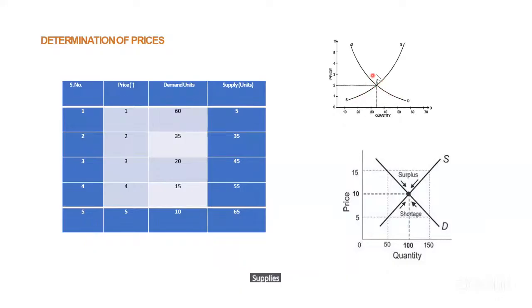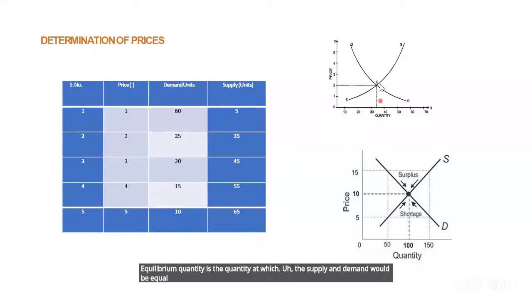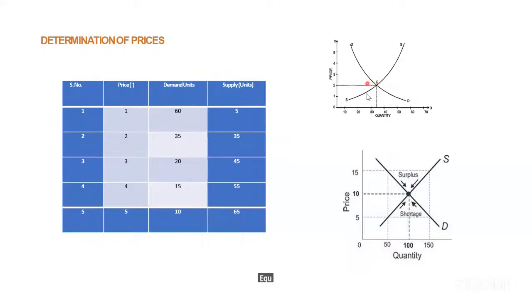So this is the equilibrium point. 35, between 30 and 40, is the equilibrium quantity and 2 is the equilibrium price. Are you able to understand? Equilibrium price is that price at which demand and supply will be equal. Equilibrium quantity is the quantity at which supply and demand would be equal. So the point at which demand and supply curves intersect is equilibrium. So this is the equilibrium point, this is the equilibrium quantity, this is the equilibrium price.